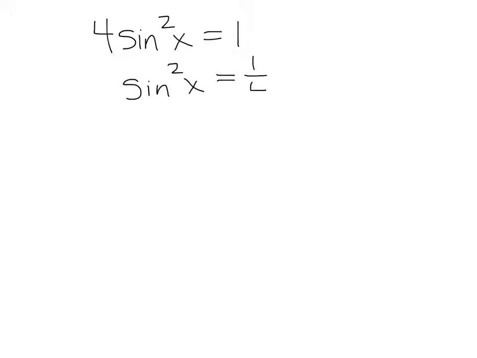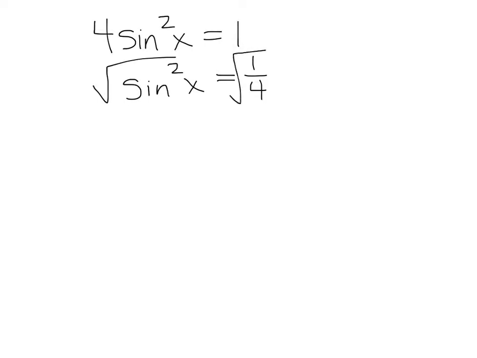Moving on to problem number 3, we have 4 sine squared x equals 1. We have to first isolate the sine function, dividing both sides by 4. We get sine squared of x equals 1/4. Now, we want to solve for sine, but we have sine squared. Using algebra skills, we will square root both sides.